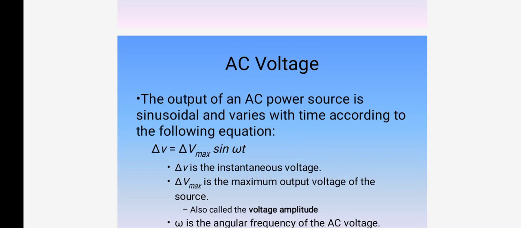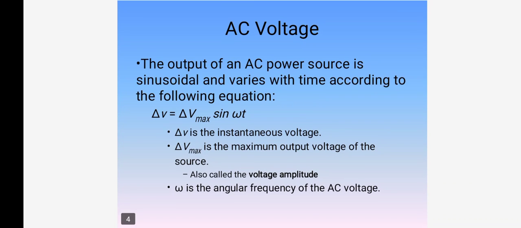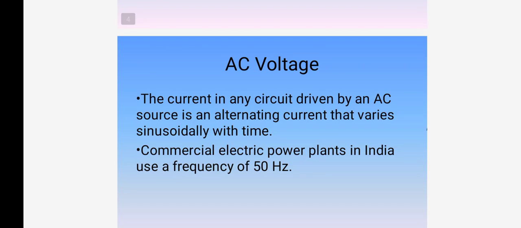Here, small delta v is the instantaneous voltage, delta v maximum is the maximum output voltage from the source, also called the voltage amplitude, and omega is the angular frequency of the AC voltage. The current in the AC circuit driven by an AC source is an alternating current that varies sinusoidally with time. Commercial electrical power plants in India use a frequency of 50 Hz.